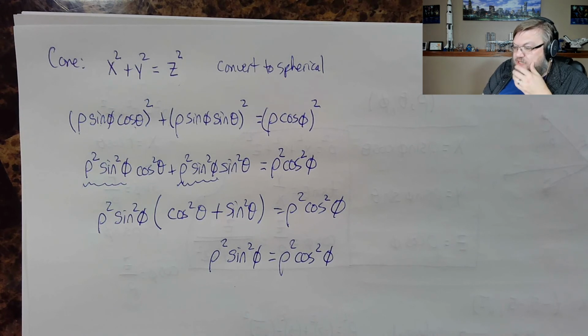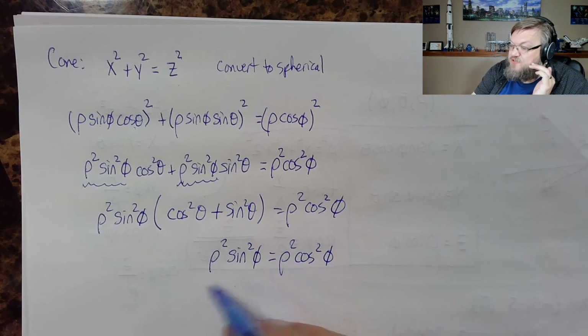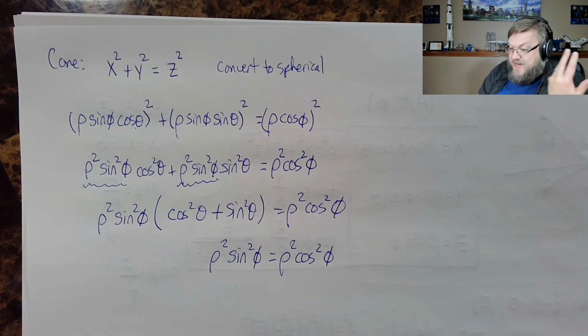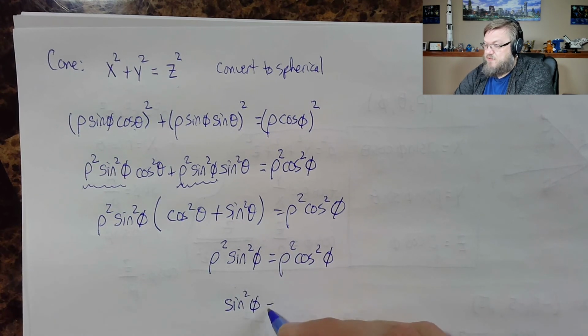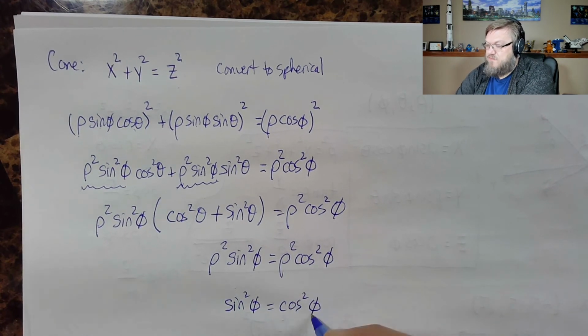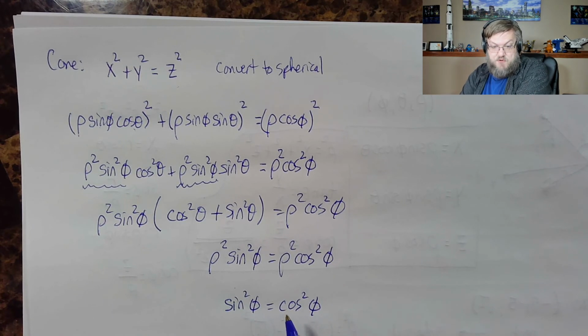Now, your book does do division here, and it's okay. You're not going to lose anything by division. I would still subtract this from both sides, factor out the common rho squared, and then cancel it. But knowing that I'm not going to miss anything if I do that, look what happens here. I get sine squared phi equals cosine squared phi, dividing both sides by rho squared.